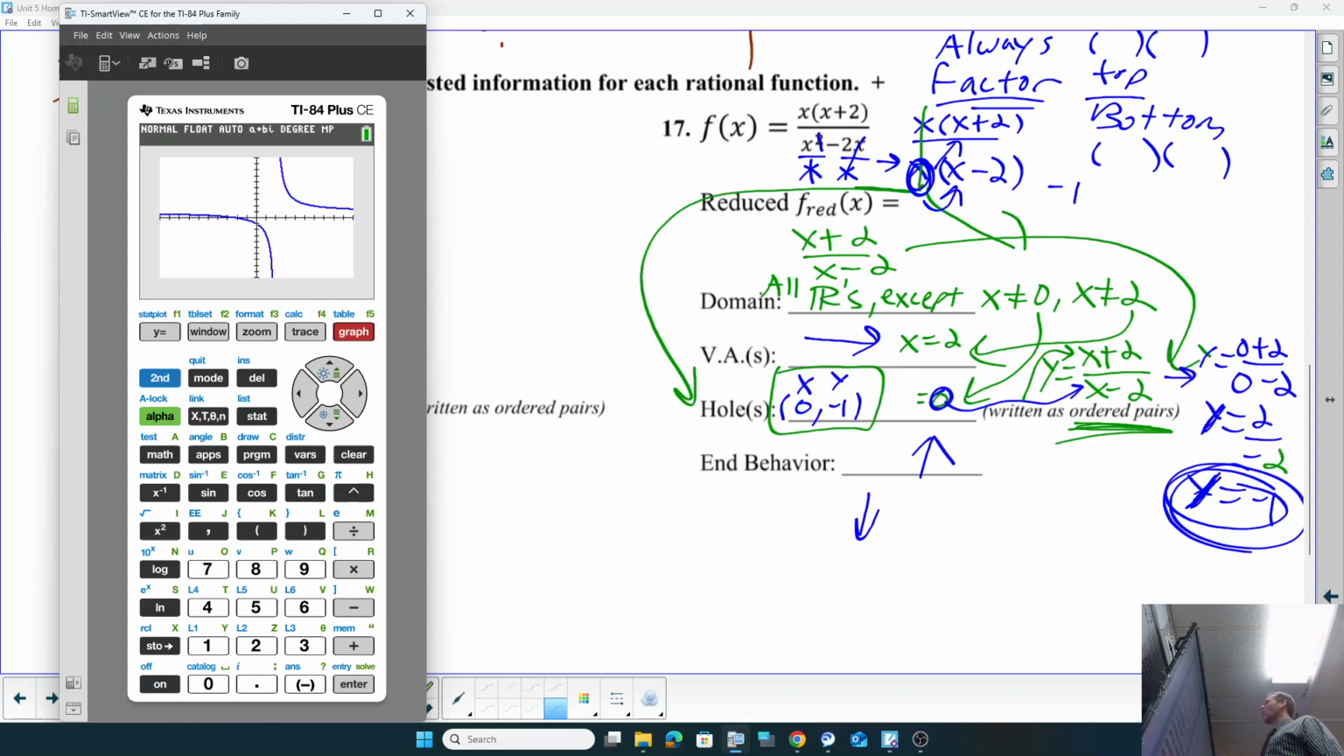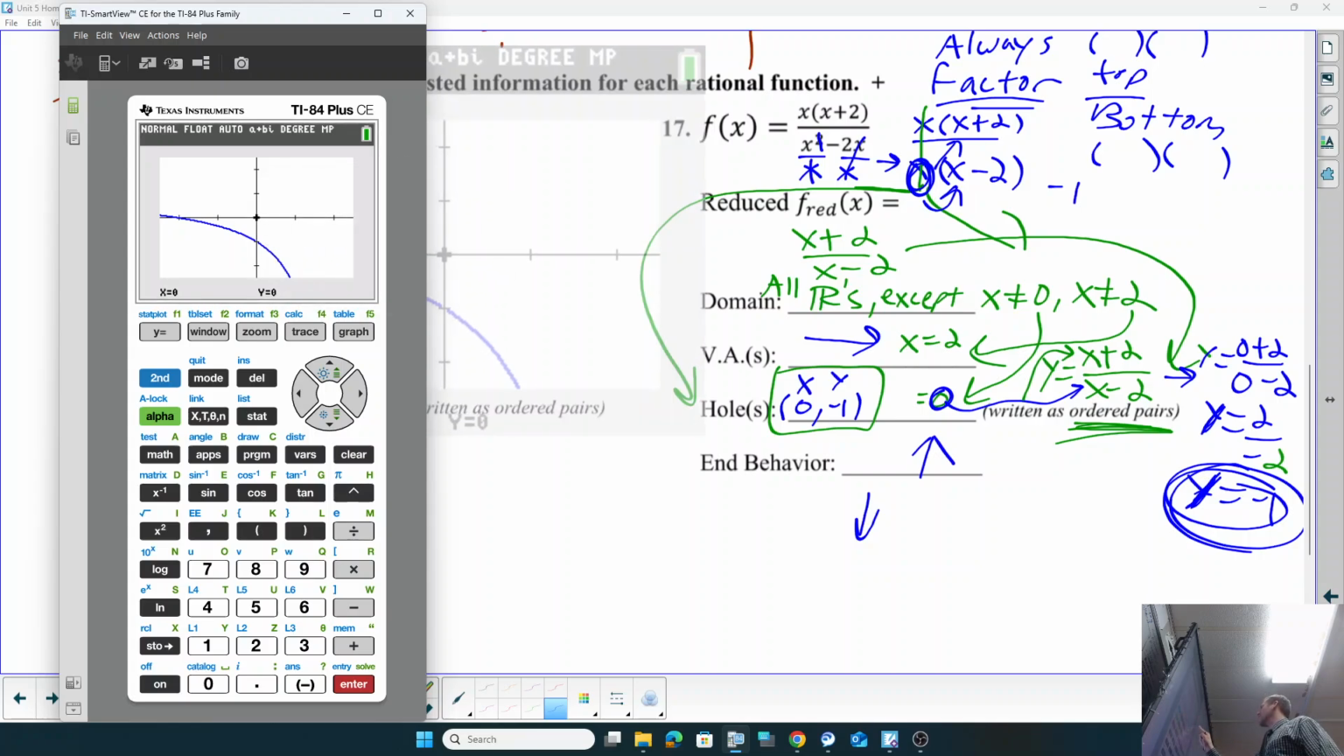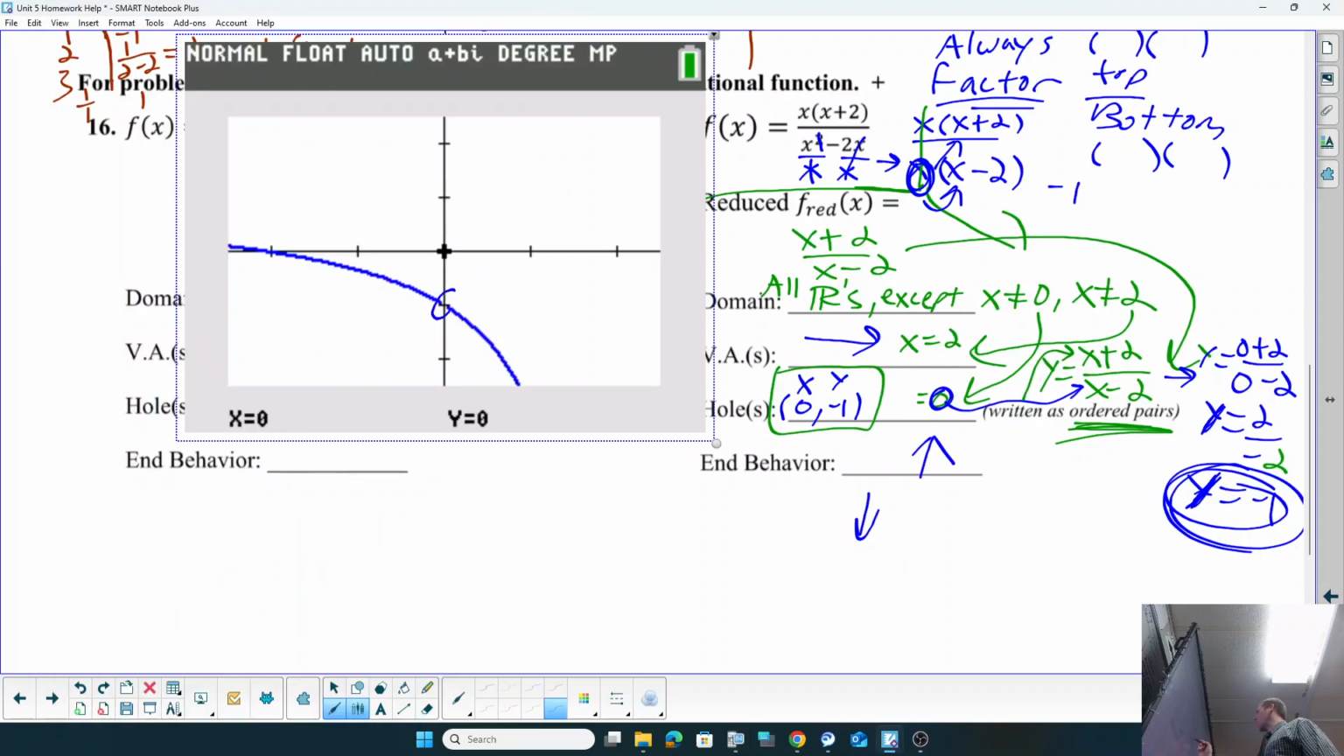Nice. So where did we say we had a hole? Do you remember where we said we had a hole? Whoa, can you see it? Yeah, right there. Let's zoom in. You didn't think there was a hole, but look, there is. There's a hole right there.